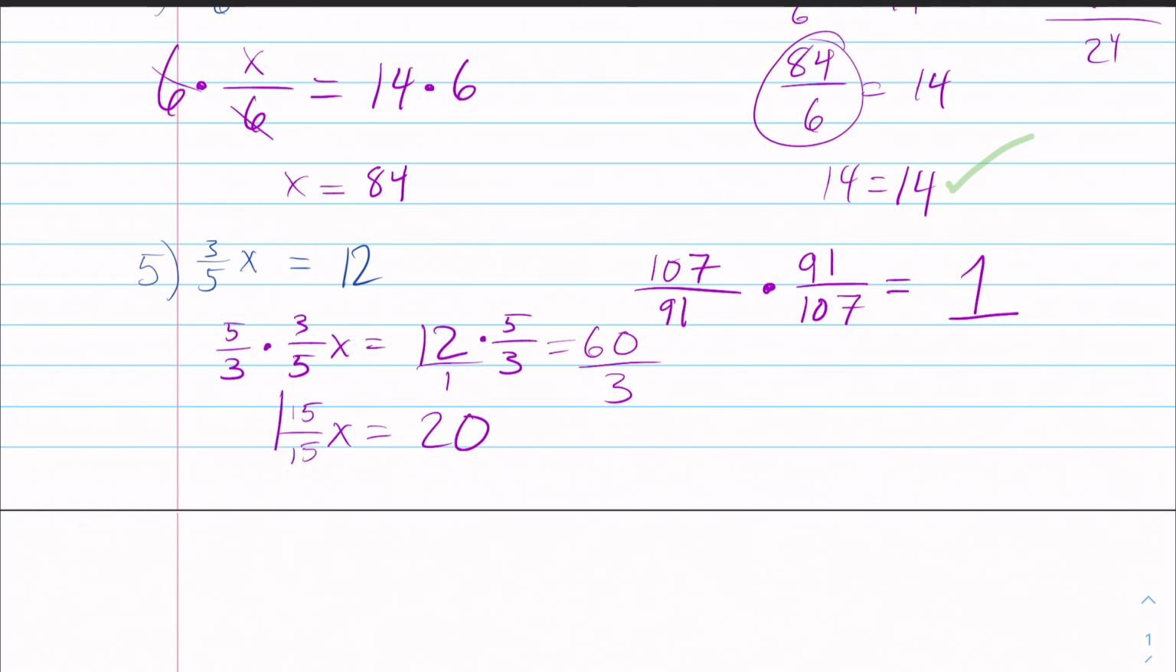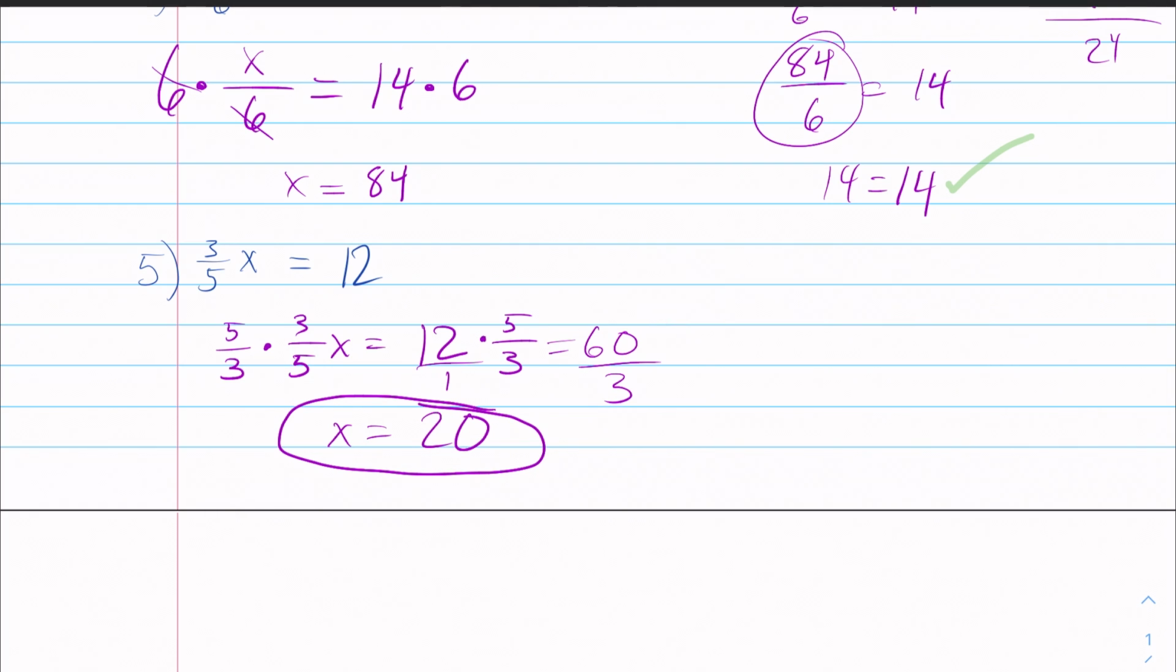But I know that 15 over 15 is really just the number 1. So really, this thing can just kind of go away here. And that leaves me with just my x. So my x here is 20. Now, I can still check my work like I did with everything else here. I am going to take my original equation, 3/5 x equals 12, and instead of x, I'm going to put in the 20.